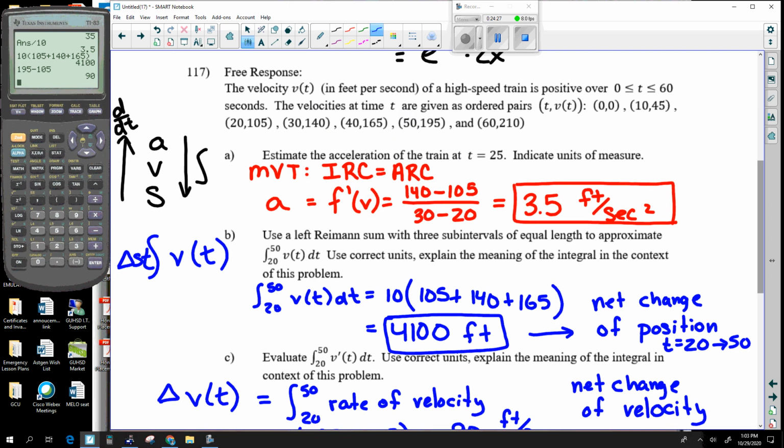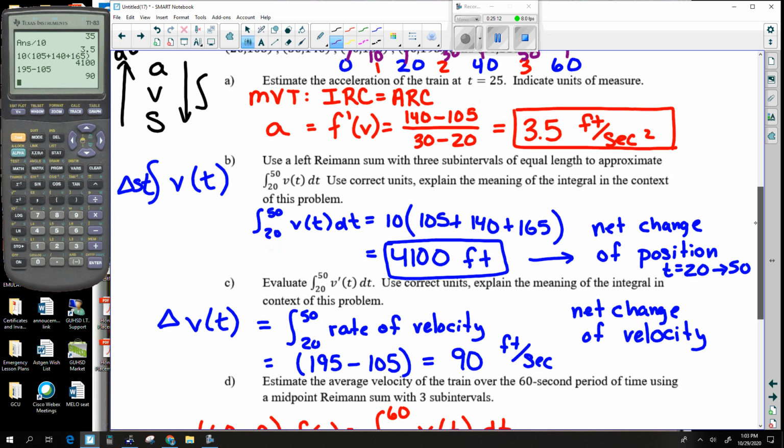3 subintervals going from 0 to 60. There is my interval of 1, 2, and 3. So if I'm taking the midpoint of these, midpoints would occur at 10, 30, and 50. Those are going to be the heights of my rectangles. The value at 10, the value at 30, and the value at 50. Those are going to be the heights of my rectangles.